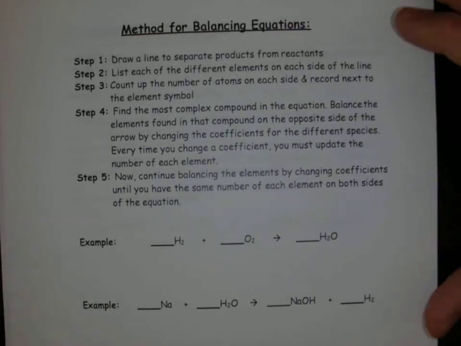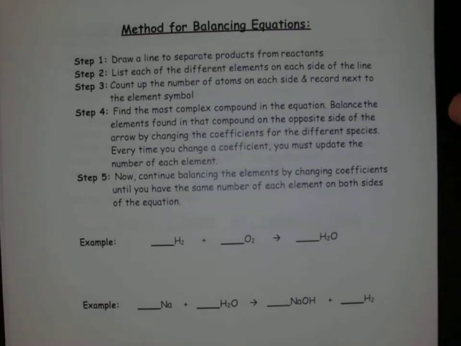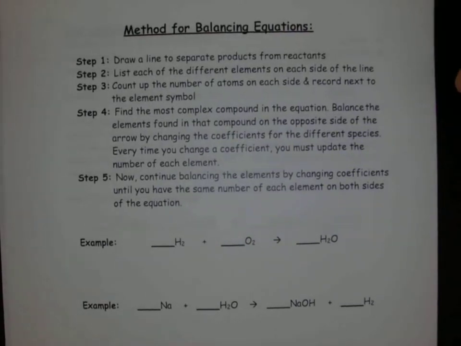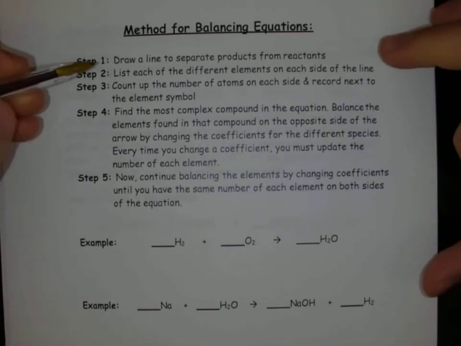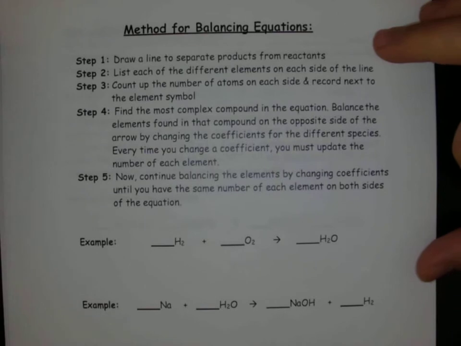Okay, so on our next page, we have a method for balancing our equations. This is a skill that we're going to work on, and this is getting us up to that level 3, being able to balance our chemical equations. So our first step, we're going to draw a line to separate the products from the reactants.